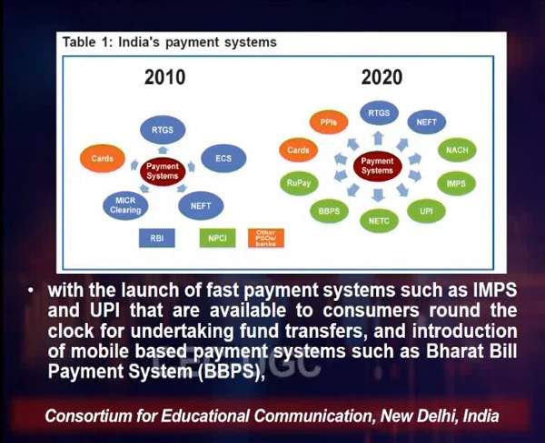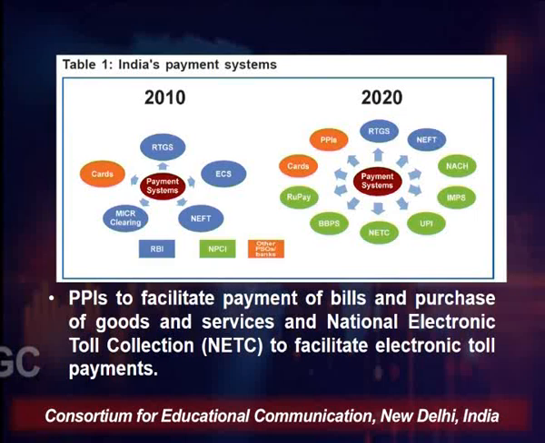IMPS and UPI services are available for consumers round the clock for undertaking fund transfers. Then the Bharat Bill Payment System has made all our life so easy. There are PPIs to facilitate payments of bills and purchase of goods and services. Then we have National Electronic Toll Collection to facilitate electronic toll payments when we go to a toll, so payment is made to the toll automatically.